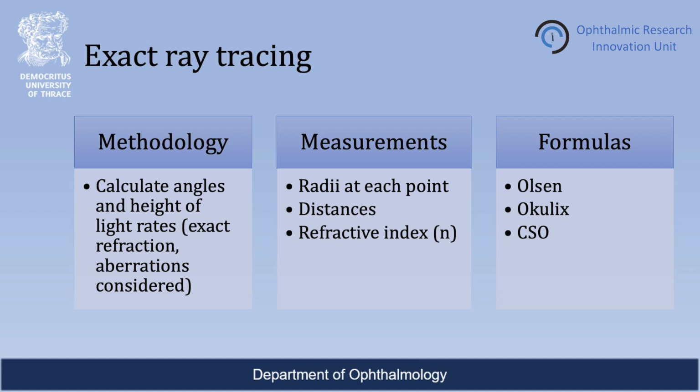Exact ray tracing formulas are based on calculating the angles and height of light rays. The difference from the other formulas is that this category is based on the exact refraction, and the aberrations are considered. The intraocular lens power calculation through these formulas requires the calculation of the radii of corneal curvature at each point, the refractive index, and the distances among the ocular tissues. The most commonly used formulas are the Olsen, Okulix, and CSO. Specifically, the Olsen formula uses both exact and paraxial ray tracings of optical light through the refractive media in the eye.